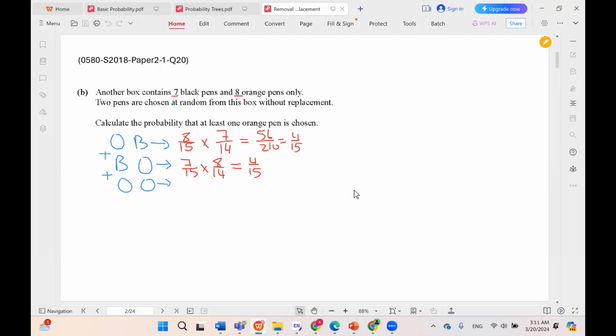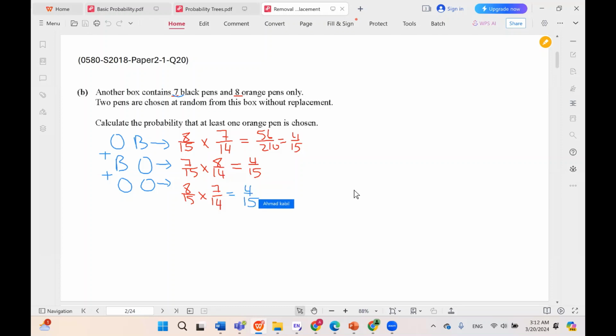Finally, we are going to pick orange followed by orange. So 8 over 15 times 7 over 14. Now, here it is 7 not because of the 7 given in the problem, but because we reduce 1 from the 8 orange pens, since we already chose 1 orange pen. So now we have 7 left out of 14. And if we multiply those out again, we're going to get 4 over 15 as well.